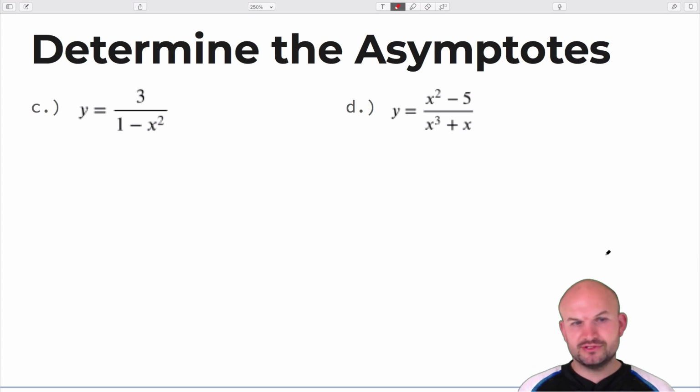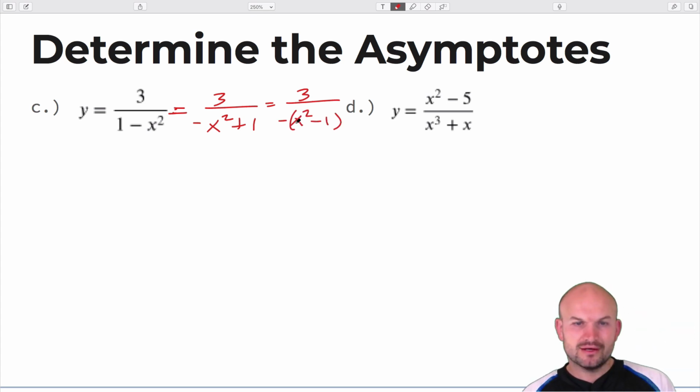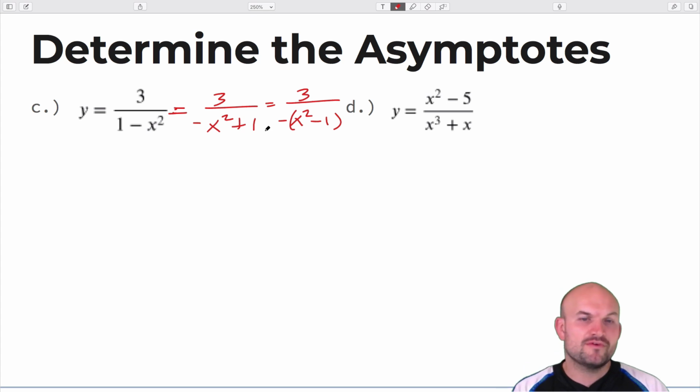Let's keep on doing some more. So next one, I probably want to rearrange this first. x squared plus 1, and then I'll factor out the negative. Whenever I'm doing anything in these problems, I always like to look at the problem like this. I like to have it in factored form. I want to have any common factors factored out, right? And therefore, I also want my leading coefficient to be positive.